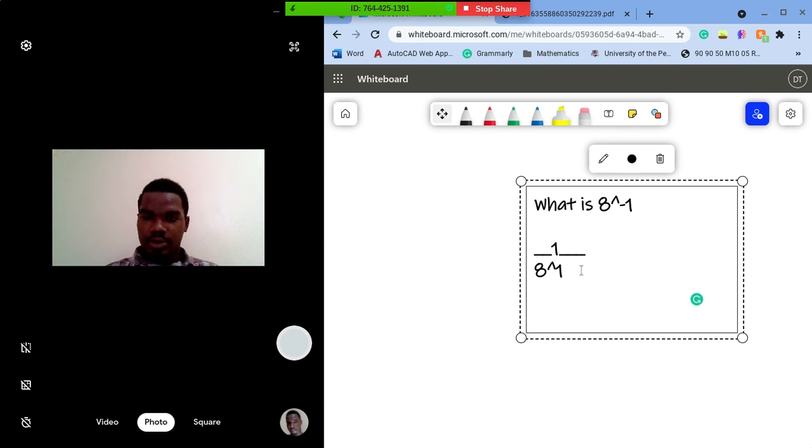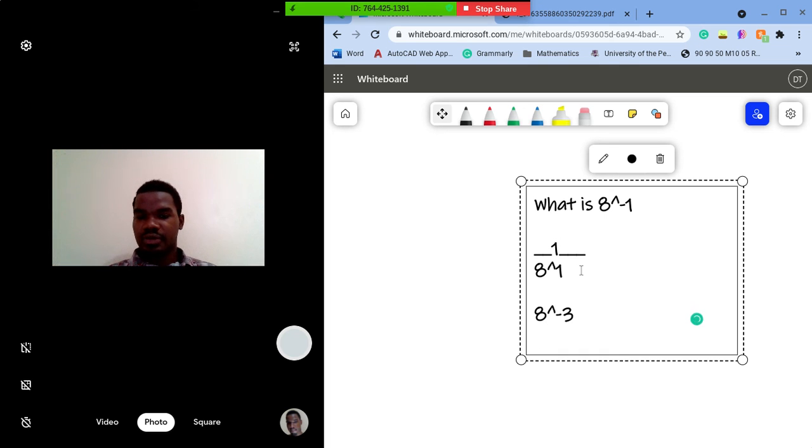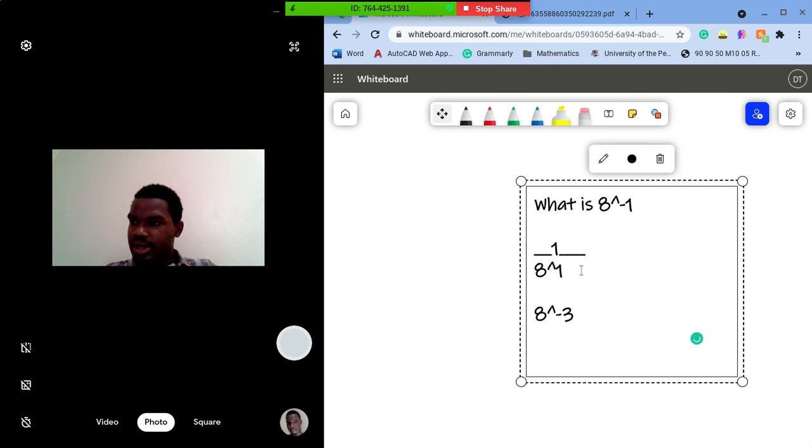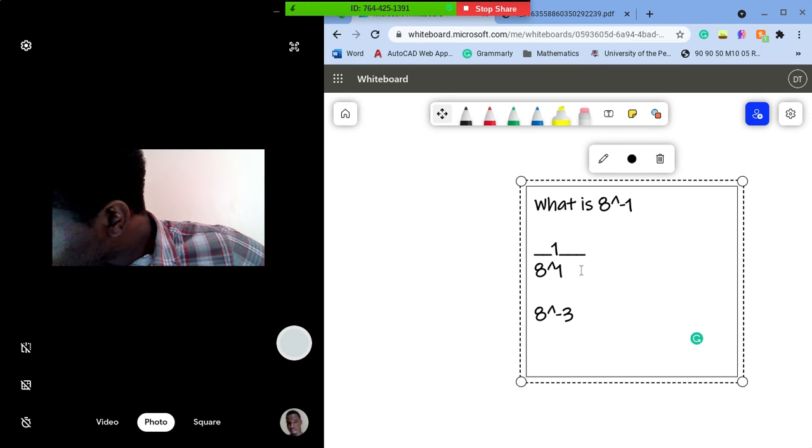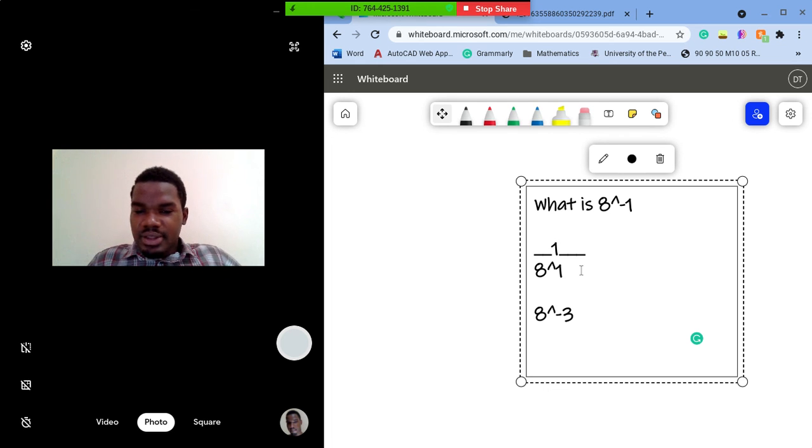Okay, let's try another one. This is gonna be all you. We have 8 to the negative 3. What's the first step? Picture the negative as a... Can you repeat that for me? I forgot the step. Picture the negative as a division bar. Come on, picture the negative as a division bar. And what's the next step? What are you gonna do with the 3? Where are you gonna put it?